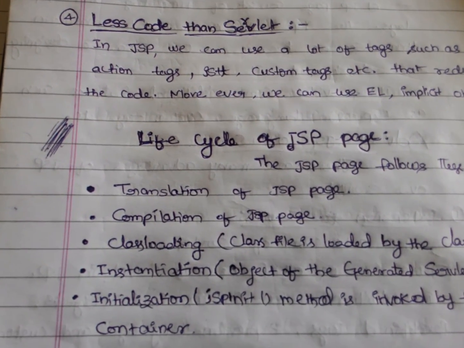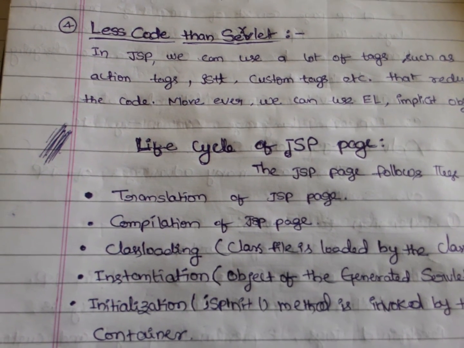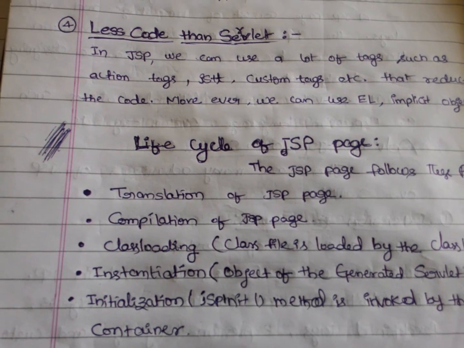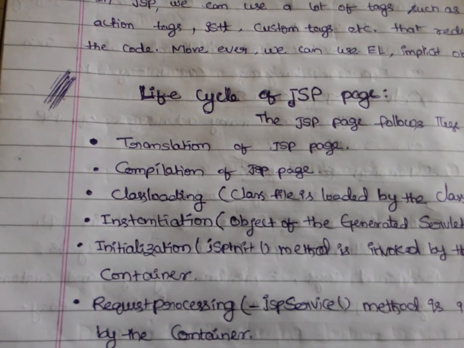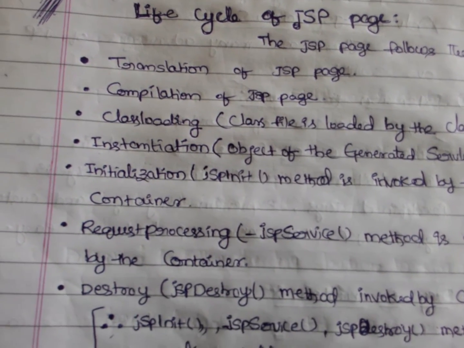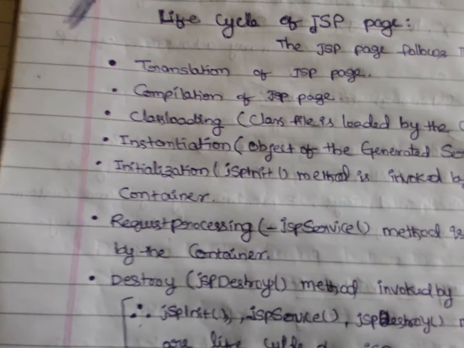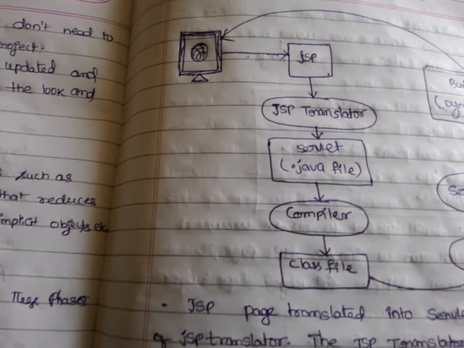First one, translation of the JSP page. Second, compilation of the JSP page. Third, class loading, instantiation, initialization, request processing, and last, destroy. We will see them one by one diagrammatically.